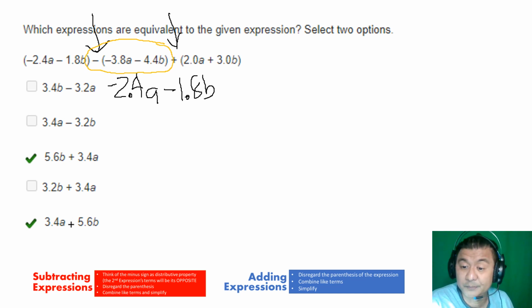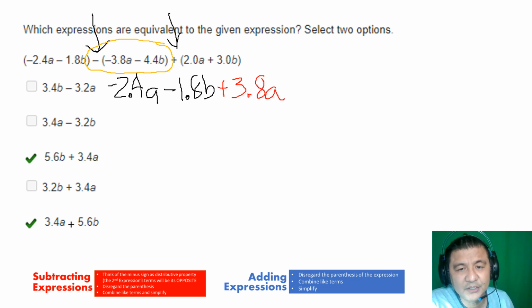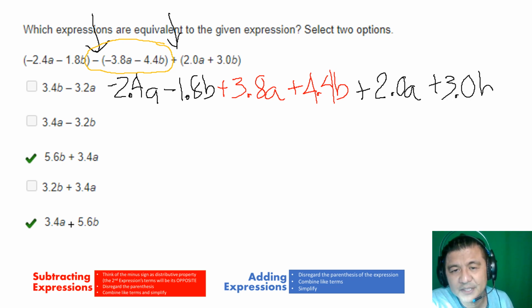Okay, it's like multiplying by negative 1. Everything inside changes. The negative will now be a positive 3.8a. The negative will now be opposite, positive 4.4b. All right. And the last part, since it's addition, no change for addition, plus 2.0a plus 3.0b. Okay? So remember what changes happen. If it's addition, there's no problem. If it is subtraction, that's where the change happens.